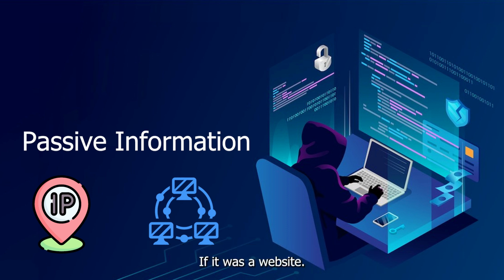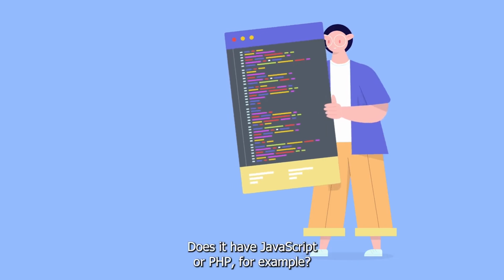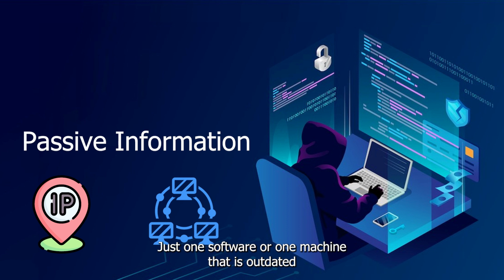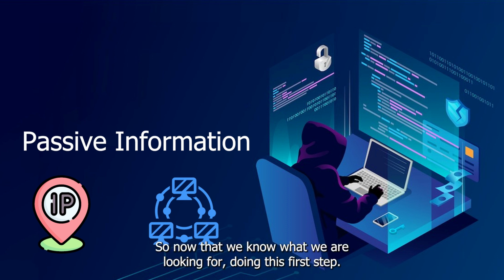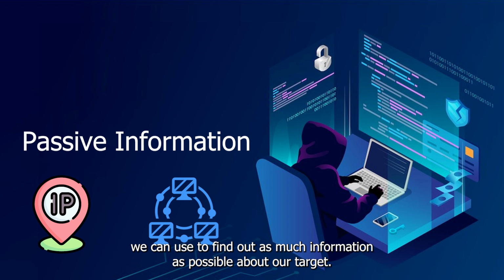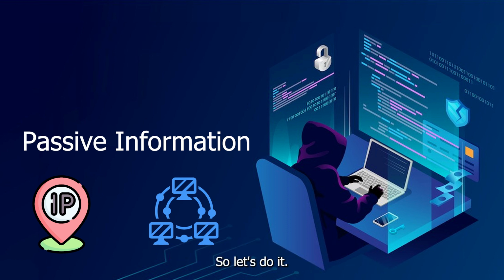If it was a website, we would also want to know how that website was built, which programming languages it has. Does it have JavaScript or PHP, for example? Just one software or one machine that is outdated or that has an unknown vulnerability that could be exploited is our way in. So now that we know what we are looking for in this first step, it is time we see what tools and programs we can use to find out as much information as possible about our target. So let's do it.